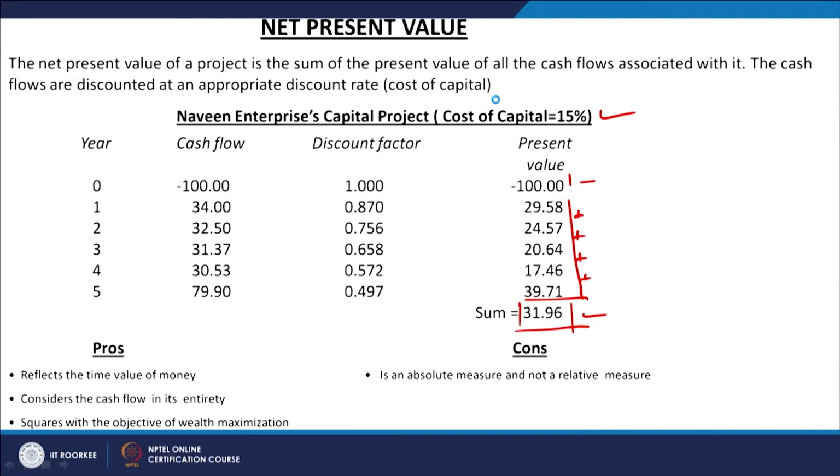Here are some pros and cons given in this. If you look at some pros, some positive points of NPV are given here, and the first important point is that it reflects the time value of money. This is a very important consideration, because that is the basic merit of the discounted criteria, that they take into account the time value of money, right.